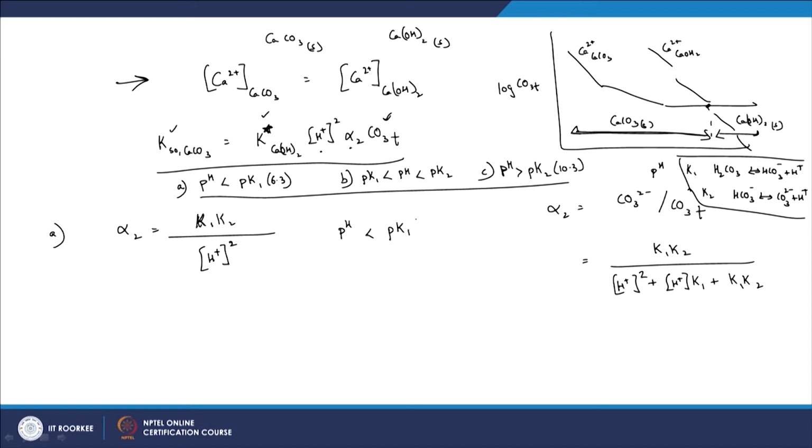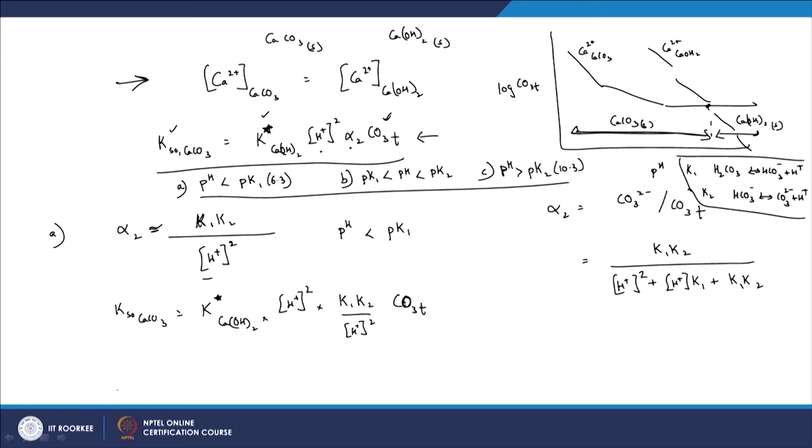So obviously keep in mind that we are making some approximations here, right. So alpha 2 is going to be equal to K1 K2 by H plus square. So I'll plug this into my equation here. Now what do I end up with? I'm going to have KSO CaCO3 will be equal to K star CaOH twice, into H plus square, into alpha 2, which is now K1 K2 by H plus square, into CO3 total.